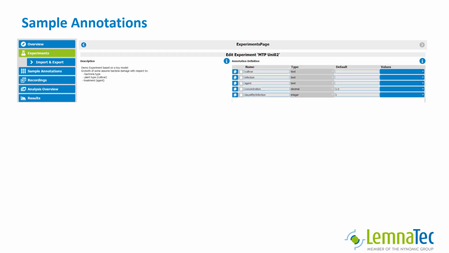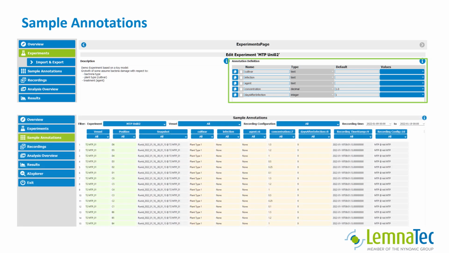There are two places of LemnaExperiment involved. The Edit Experiments page. It defines which annotation columns will be available. On the Samples Annotation page, the actual values of the annotations are edited or inserted. There are two major ways to enter annotations. You prepare an Excel file and import them from it, or you enter them manually.